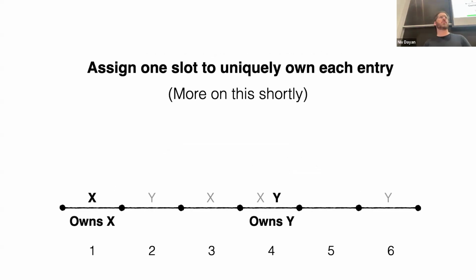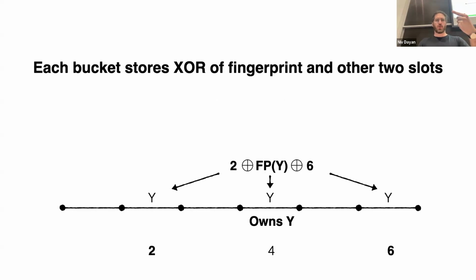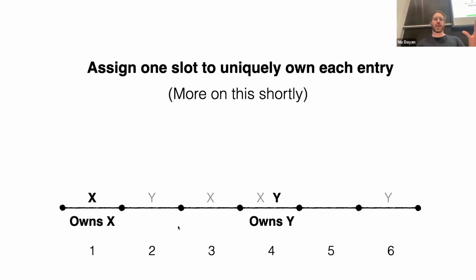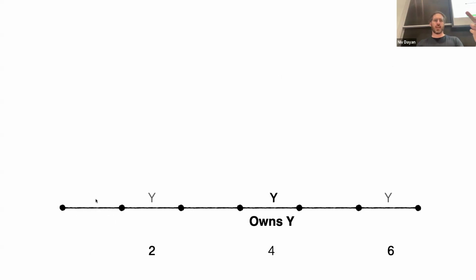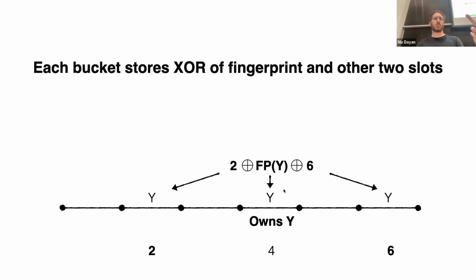Then what I will do is assign each slot to uniquely own one of the keys. I'm going to do that during my construction algorithm. So I will assign 1 slot to own each key. And I will construct the filter such that if I XOR the 3 different locations that the entry maps to, I'm going to recover my original fingerprints. That's going to be my strategy.